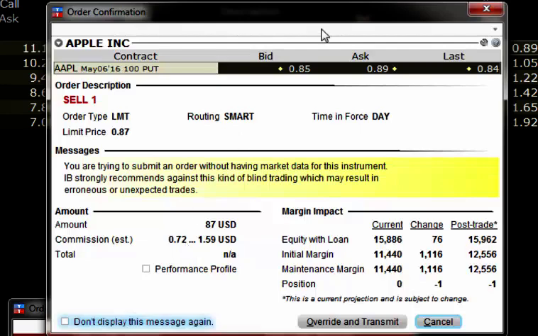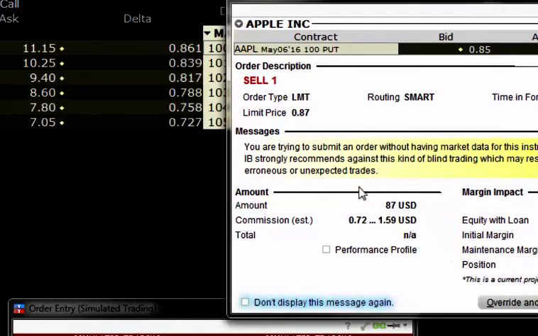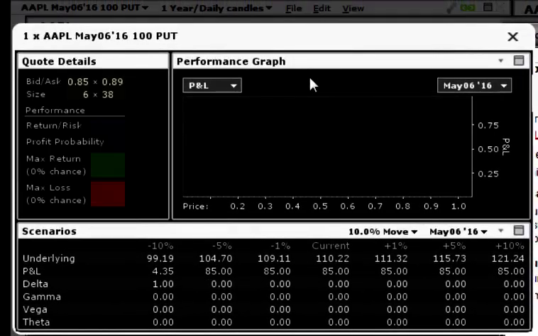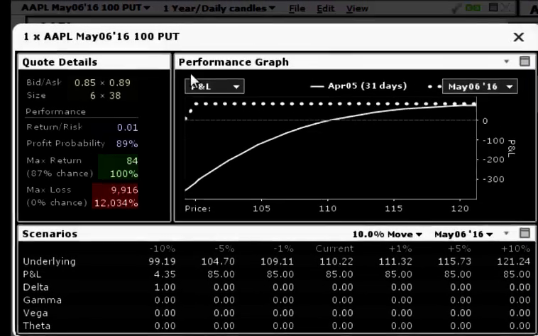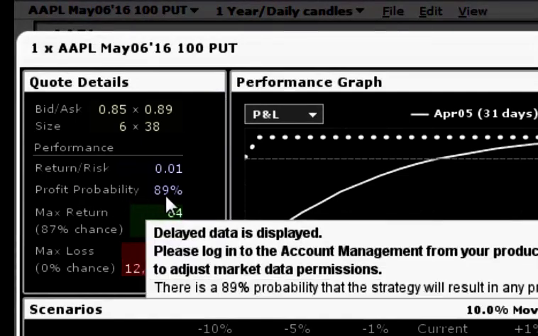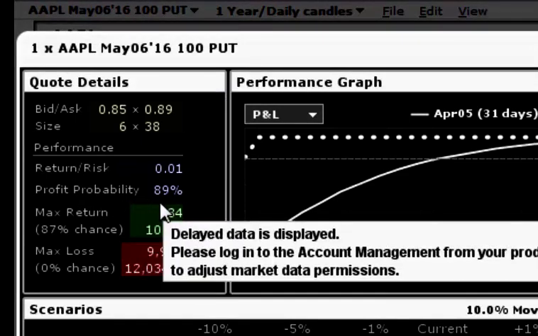Now here's the real benefit of this system here. If we click on performance profile, what you're going to see is a profit and loss table open up for this trade, and on the left hand side you're going to see a probability calculator. So this is telling us that we've an 89% chance of being profitable on this trade. In other words, there's only an 11% chance of Apple finishing below $100 or $99, around that level. So we've a really high chance that Apple is actually not even going to get down to $100.